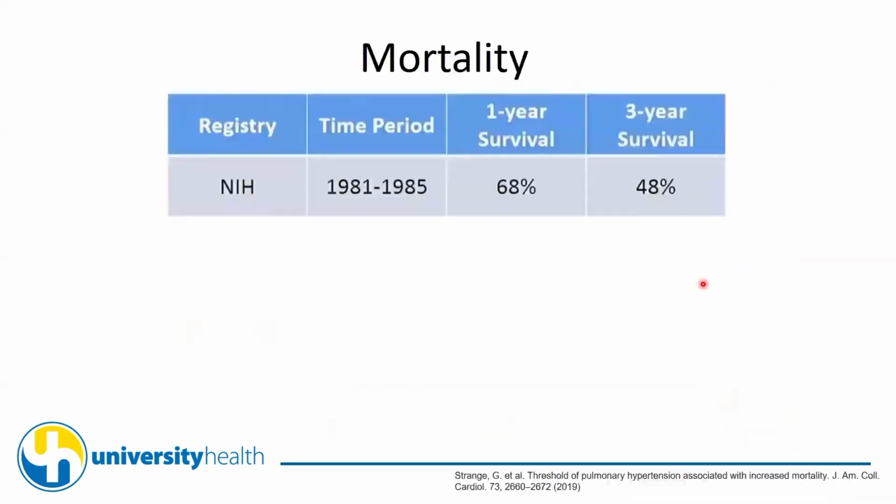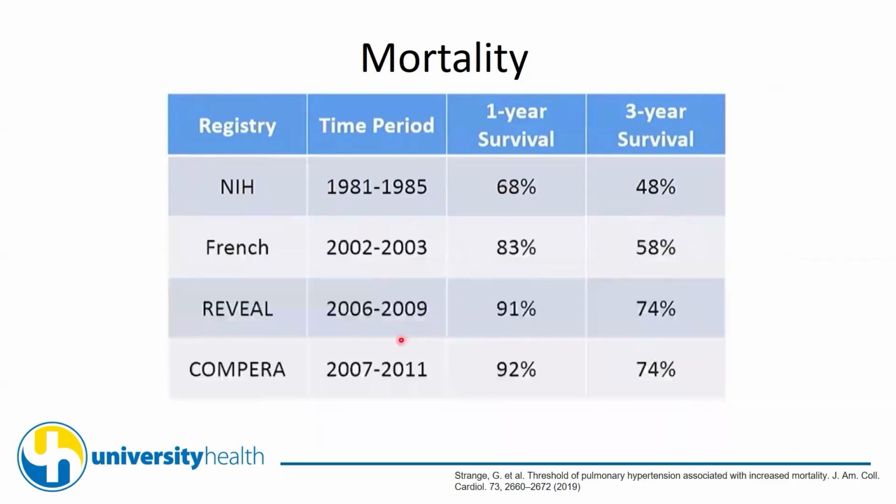So this is the NIH data. One-year survival for pulmonary hypertension patients was 68%, and three-year survival was 48%. And this is some more recent pulmonary hypertension registry data: 92% survival after one year, and 74% survival at three years. So these medications do help in a specific set of patients.